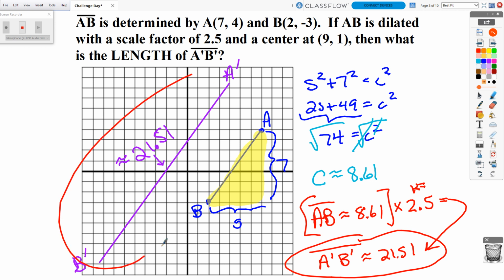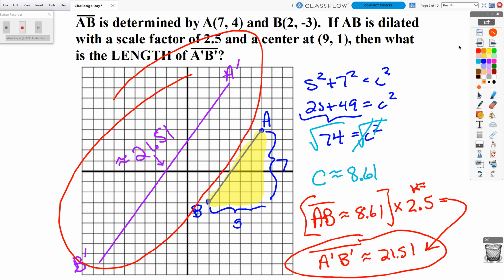So again, did we have to do this dilated segment to figure out how long it was altogether? No. So this is kind of like a new idea here, right? If you know the length of a pre-image segment, and you want to figure out what the length of the dilated segment is, then all you have to do is take your pre-image length, multiply it by the scale factor, regardless of where the center is. You notice we didn't do anything with that 9,1 when we did this second version. And that will give you the length of your image segment. And that will work all of the time.